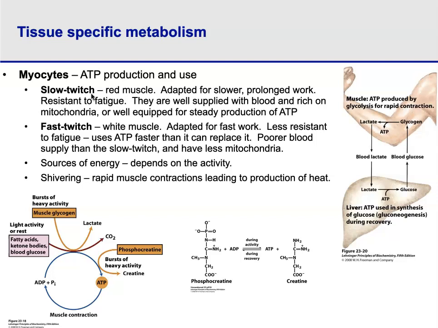The fast twitch, or the white muscles, are kind of opposite to the red muscles. They're adapted for fast work, but they're more prone to fatigue. They use a lot of ATP, but they cannot replace it fast enough. They also have poor blood supply, and for that reason they tire fast, and they cannot be used for a prolonged amount of work.